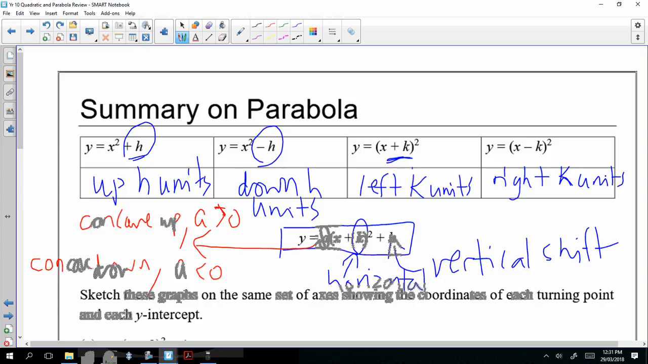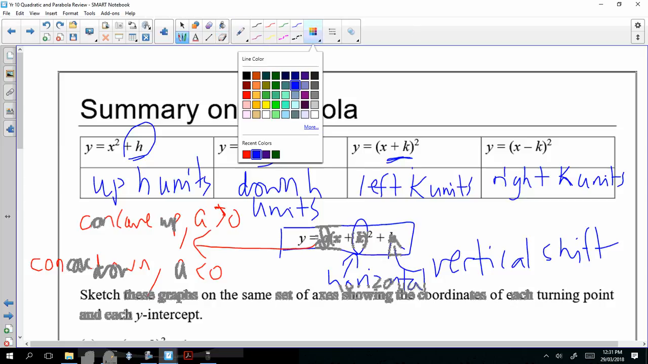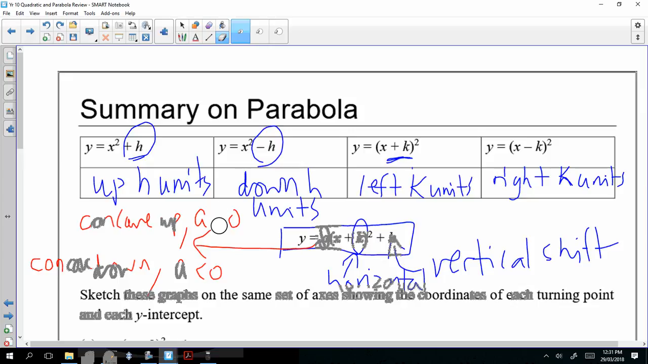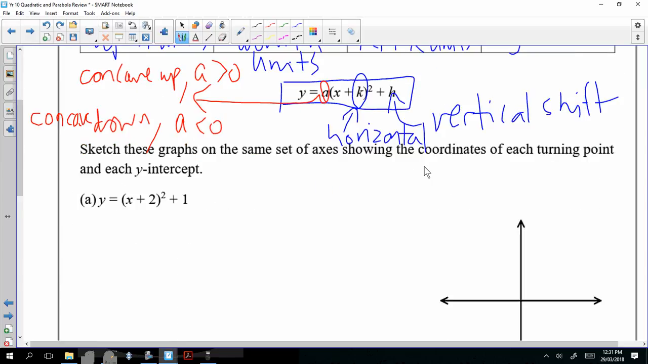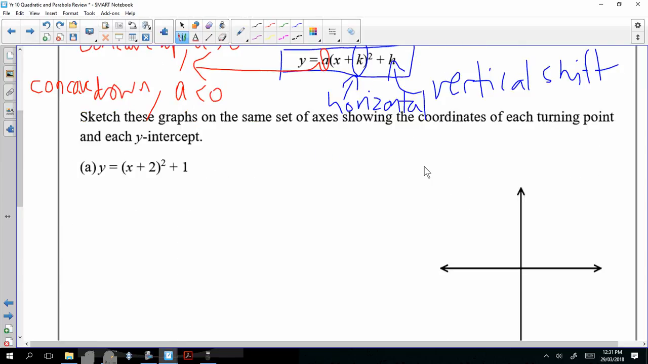Alright, let's move on. Let's look at this example. Now, to draw this, we have to look at what this does to the parabola. What does the plus 2 do inside the bracket? Left 2 units. And the other one is up 1 unit.